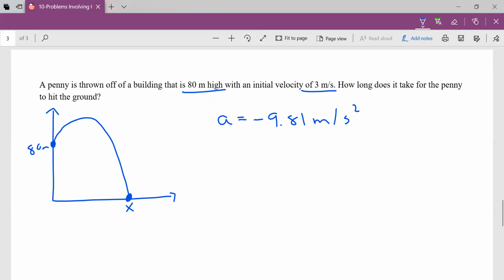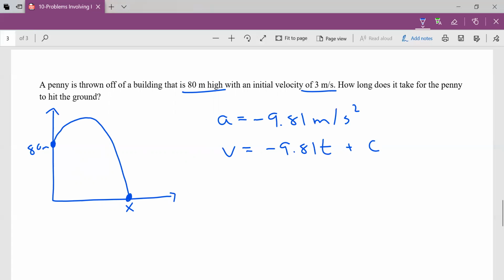So then what do I know about velocity? Well, velocity is the antiderivative of this. So velocity is going to be negative 9.81 t, right? We're going to take the antiderivative with respect to time, plus c. So there's our differential equation. Okay, let's solve for c.